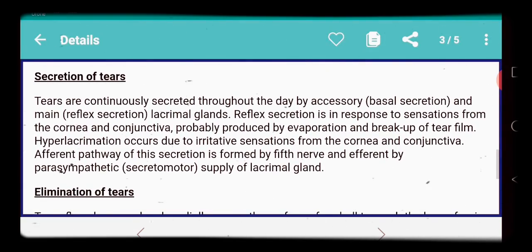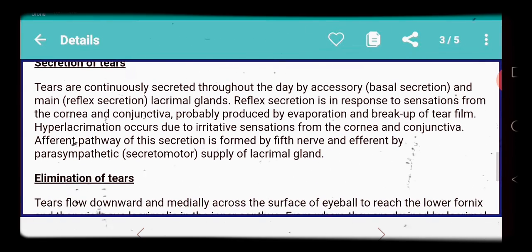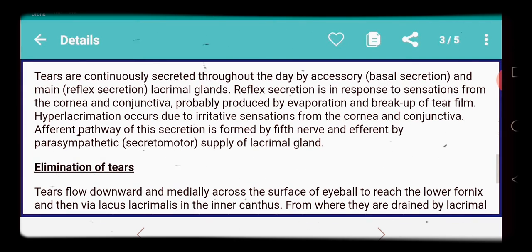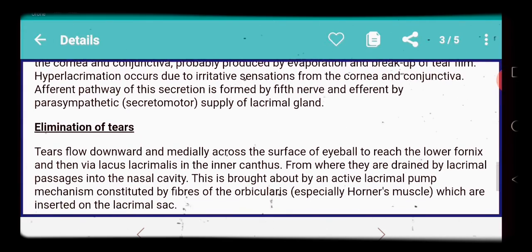Secretion of tears. Tears are continuously secreted throughout the day by accessory (basal secretion) and main (reflex secretion) lacrimal glands. Reflex secretion is in response to sensations from the cornea and conjunctiva, probably produced by evaporation and breakup of tear film. Hyperlacrimation occurs due to irritative sensations from the cornea and conjunctiva. Afferent pathway of this secretion is formed by the fifth nerve and efferent by parasympathetic (secretomotor) supply of lacrimal gland.